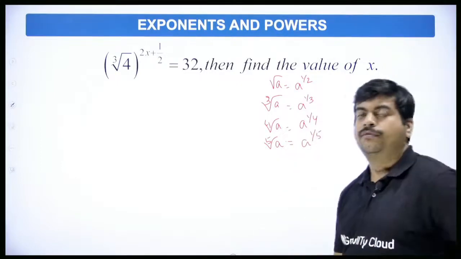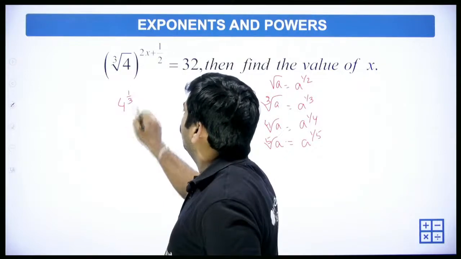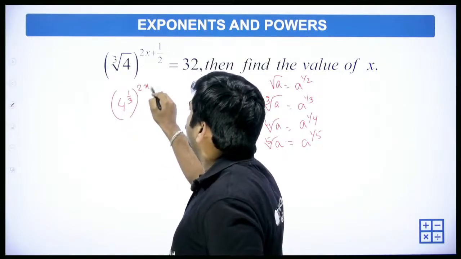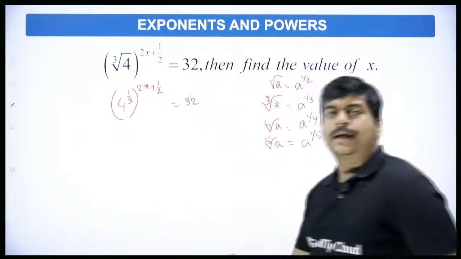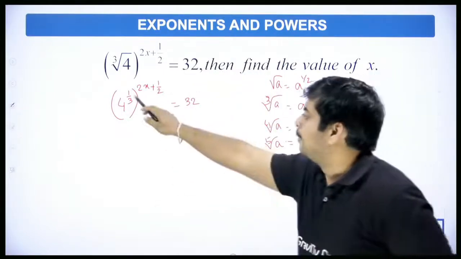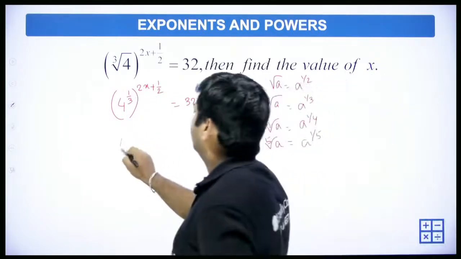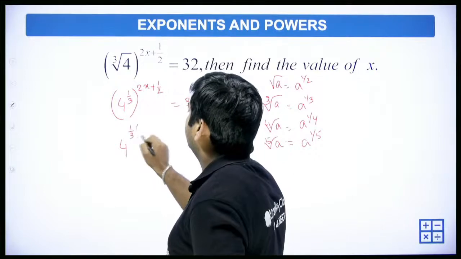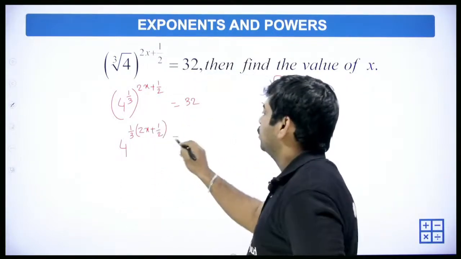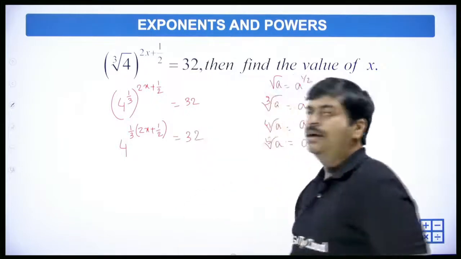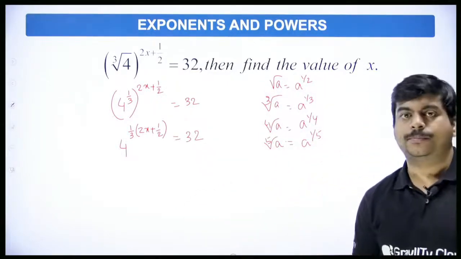So cube root of 4 becomes 4 power 1 by 3. 4 power 1 by 3 whole power 2x plus 1 by 2, which is equal to 32. Let us try to multiply these powers: a power m whole power n is a power m into n. That will give you 4 power 1 by 3 into 2x plus 1 by 2 is equal to 32.